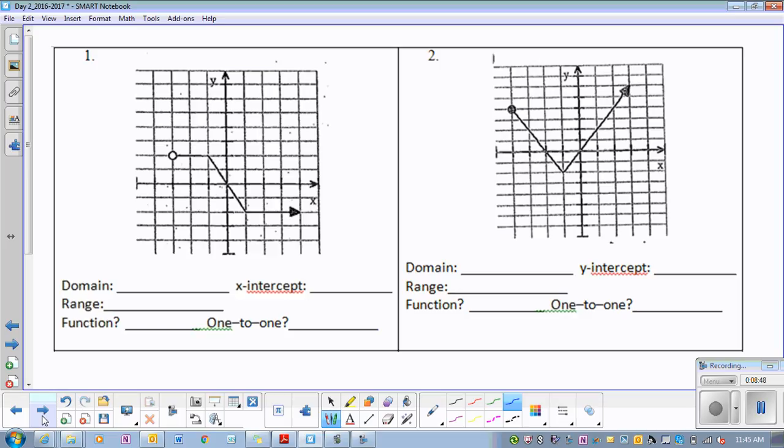So we're going to look at number 1. It says domain. And you know what? This graph must be really old. I don't know if you guys can see where the x-axis is. It's the one right here with the little arrow. But if you can't really see it, just make it darker, okay? And here's the y-axis with the little arrow.